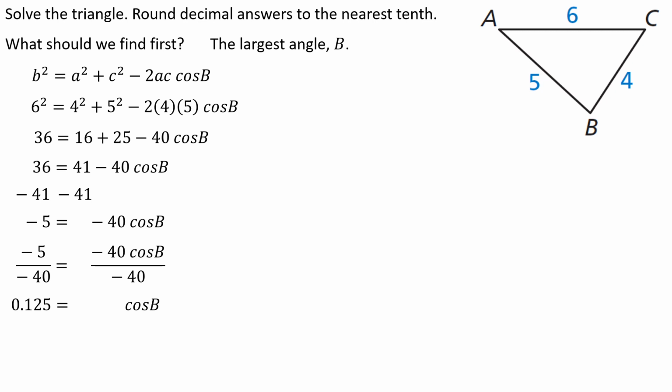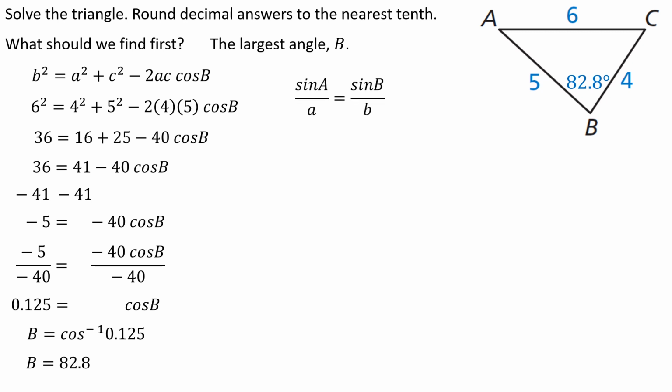And it's like, hey, I don't want the cosine of angle B. I just want angle B. Arc cosine, right? Inverse cosine. I get 82.8. And that, of course, will be the largest of the three angles because it's across from the largest side. So the other two angles will be less than 82.8.